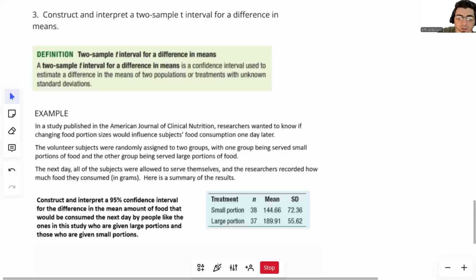All right, Mr. Antonucci here, and this is our third and last video for this section. In this one, we want to construct and interpret a two-sample t-interval for a difference in population means. So this is called a two-sample t-interval for a difference in means, and this is a confidence interval used to estimate a difference in means of two populations or treatments with unknown standard deviations.